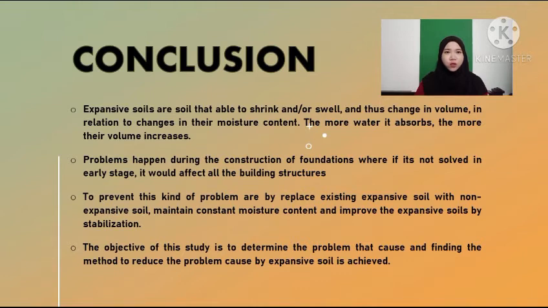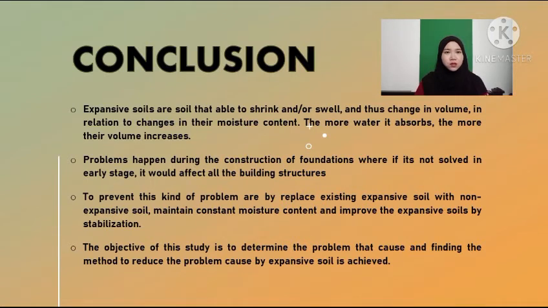Furthermore, problems usually happen during the construction of foundations, where if not solved at an early stage, they will affect all the building structures. The foundation of a structure can be severely harmed by soil shrinkage and swelling. Also, cracks caused by shrinkage in expansive soil frequently extend from corners to neighboring openings and are uniform in breadth or V-shaped, broader at the top than the foundation wall.